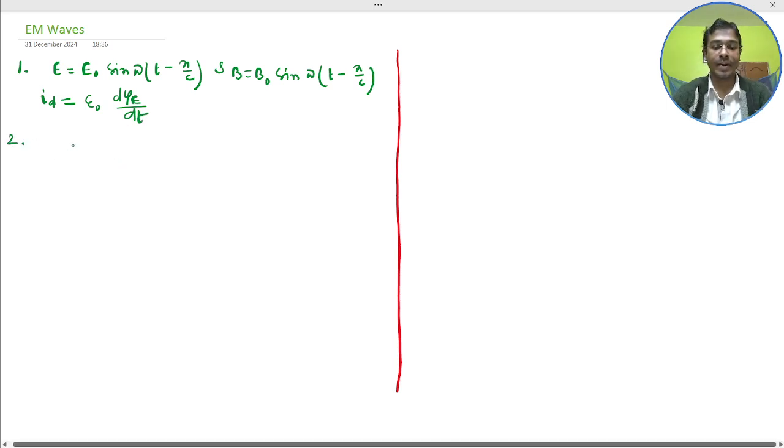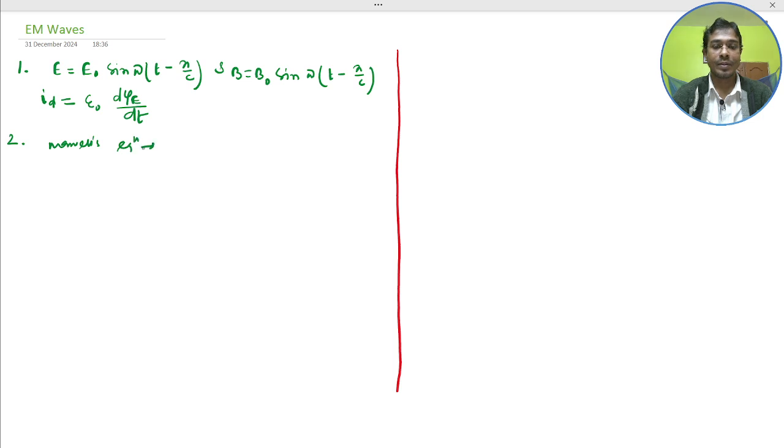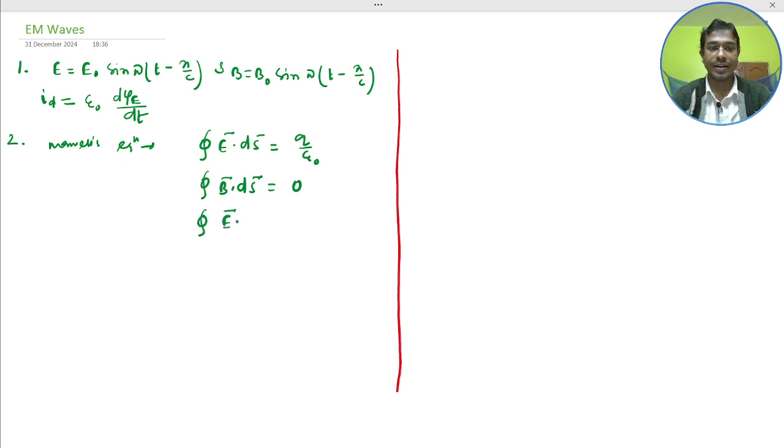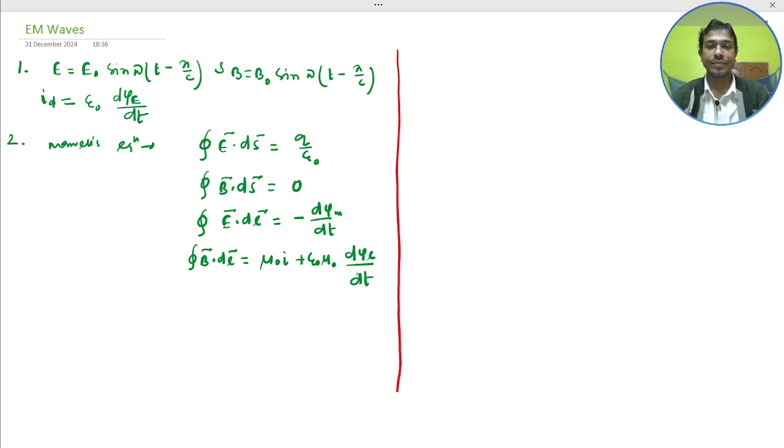Next one, the very important Maxwell's equations. First of all, Gauss law for electrostatics: the closed integral of E dot dS is equal to q by epsilon naught. Second, Gauss law for magnetism: the integral of B dot dS is equal to 0. Third, Faraday's law: the line integral of E dot dl is equal to minus d phi dt, this is phi m, phi magnetic. And the next one, Ampere's law: the line integral of B dot dl is equal to mu naught I plus epsilon naught mu naught d phi electric by dt. You have to pronounce this as d phi electric dt.